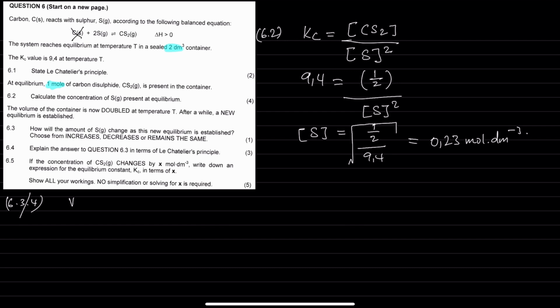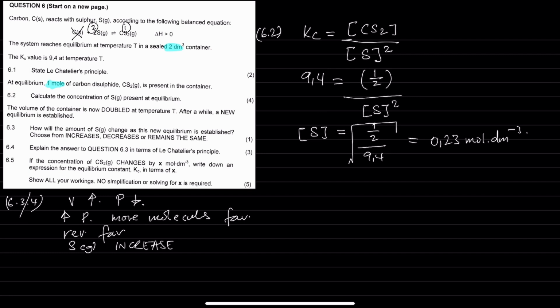If the volume doubles, so volume increases, that's going to have an effect on the pressure. The pressure will decrease. According to Le Chatelier's principle, the system will want to increase the pressure. And it does this by favoring the side with more molecules. So more molecules favored. Now if we look at our reaction, the left-hand side has 2 molecules, the right-hand side has 1 molecule. So the reverse reaction will be favored. And what does that mean in terms of the amount of sulfur gas? The amount of sulfur gas will increase.